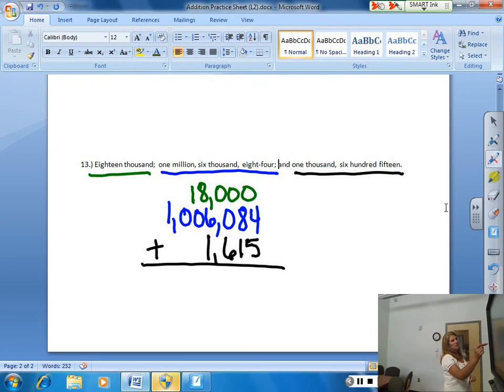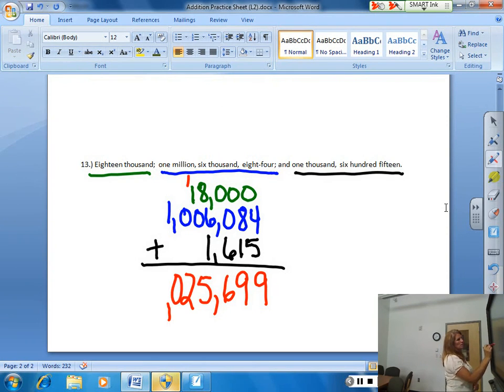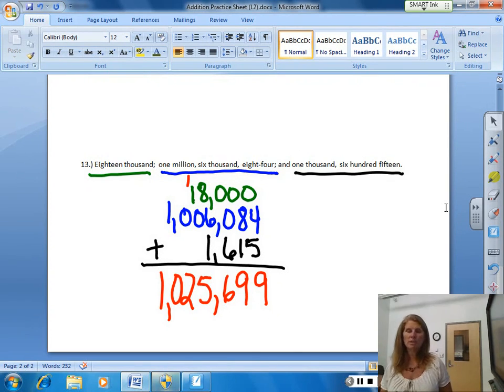Adding straight down, 4 and 5 is 9. 8 and 1 is 9. 6. I have my comma because I'm in a new period. 8 and 6 is 14, plus 1 is 15. Carry the 1. 1 plus 1 is 2. The 0 and the 1. So 1,025,699 would be the sum of those three numbers.